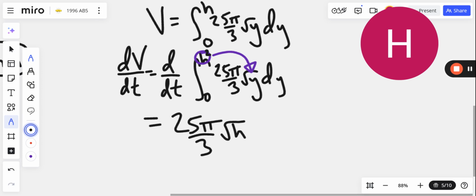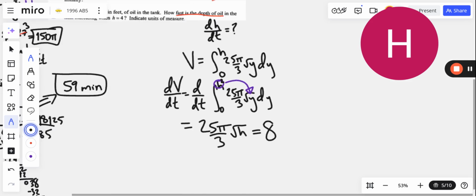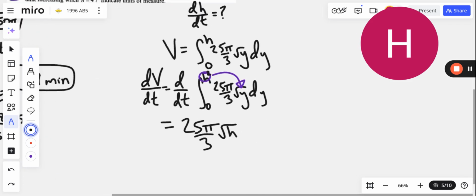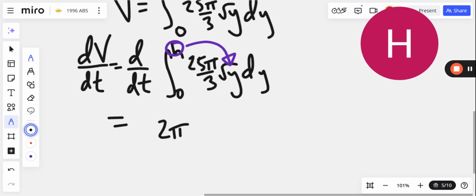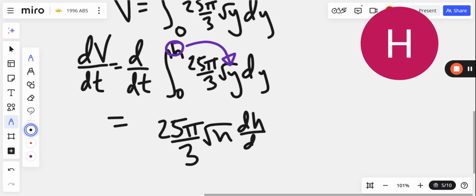Yeah, that's it. And we know that dv dt, the rate of change of the volume, is actually equal to, oh, whoops. I just said we have to consider the chain rule, didn't I? We do have to consider the chain rule because we're taking a derivative with respect to t. So this is going to be 25 pi over 3 times square root of h dh dt equals 8.